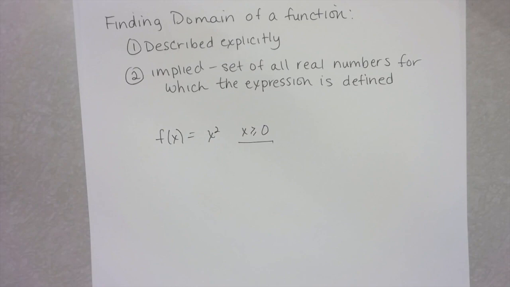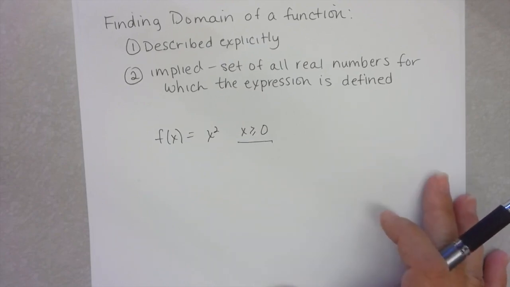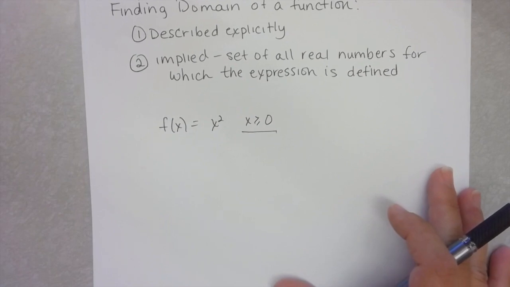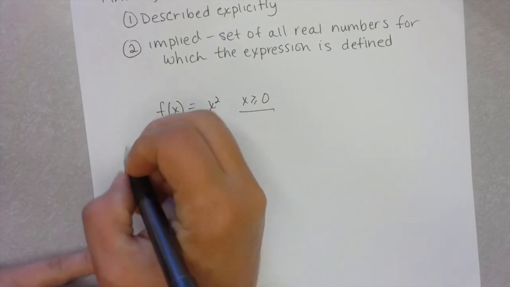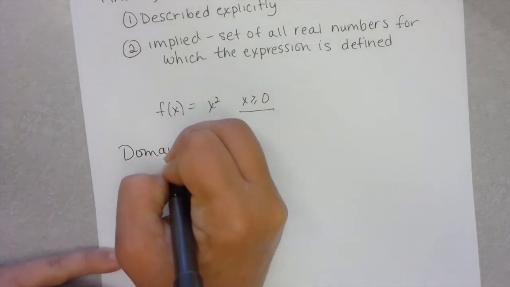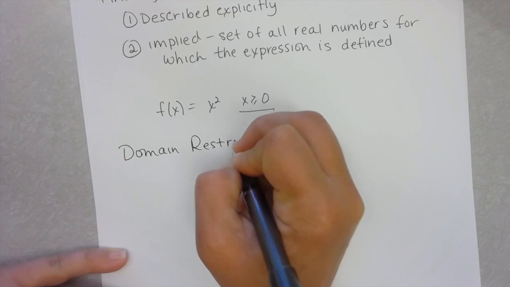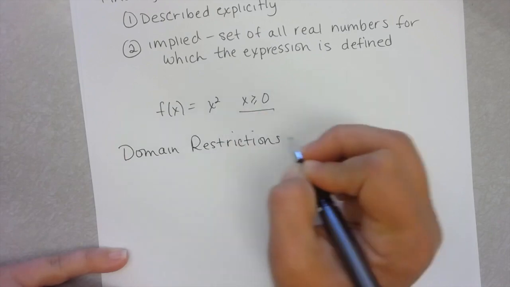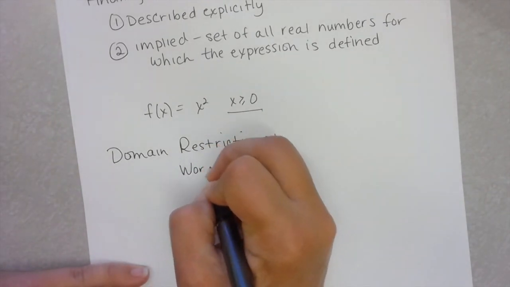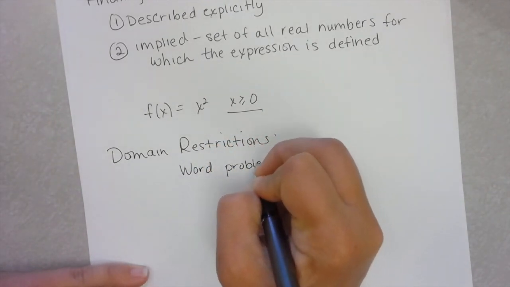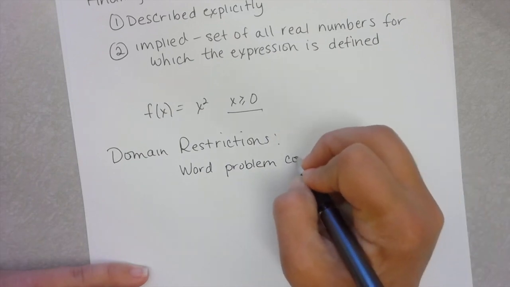And so when they're implied, we have to know what real numbers we can use for which our expression is defined. There are some things that we're looking for that cause domain restrictions. So the first thing is sometimes we have a word problem. And basically this is a contextual issue.